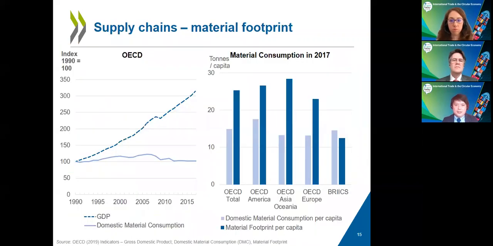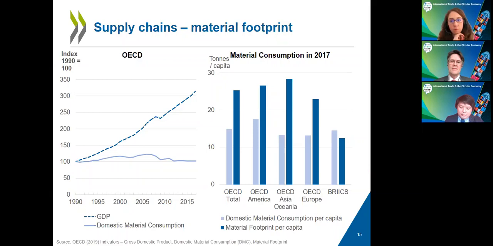Next slide, please. Just to highlight why supply chains are important as part of the circular economy transition, here on the left-hand panel, we see OECD countries, and we see that GDP has grown by around 220% across the past 30 years. However, when you focus on domestic material consumption, this has remained relatively flat in the bottom side of the left-hand panel. So one can argue that there's absolute decoupling happening in OECD countries.